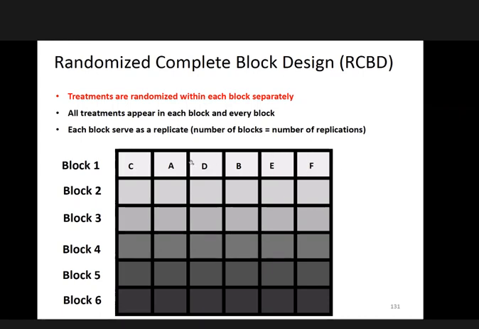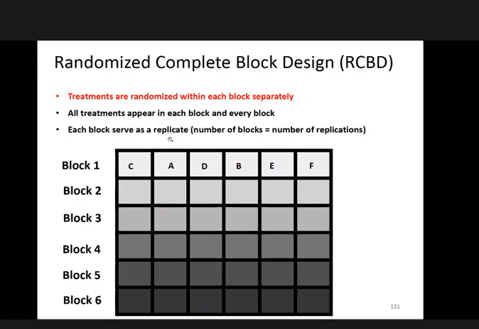So once you've done your randomization in block one, then you proceed and do your randomization in block number two, in block number three, number four, number five, and number six. Okay. Now, when we come to each block, because we say the block is complete, by complete here we mean that all the treatments occur within the block. So here you have in block one, all the treatments are in block one. You go to block two, block three, block four, and so on.